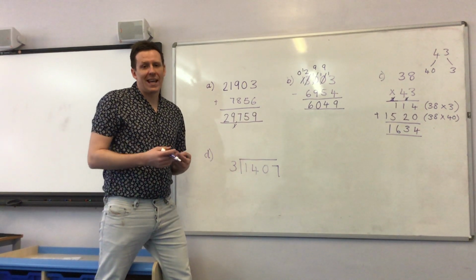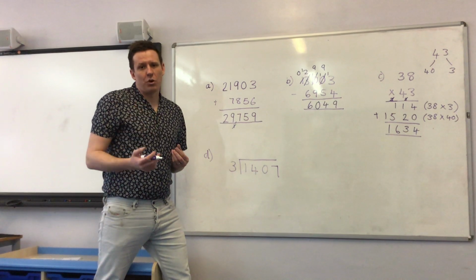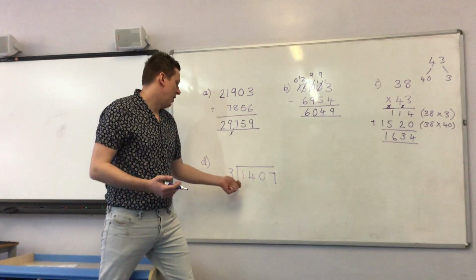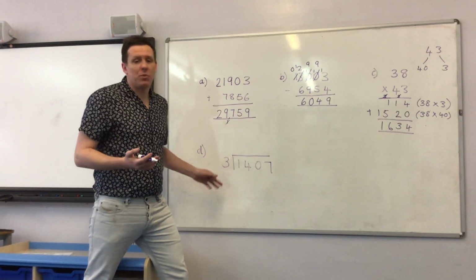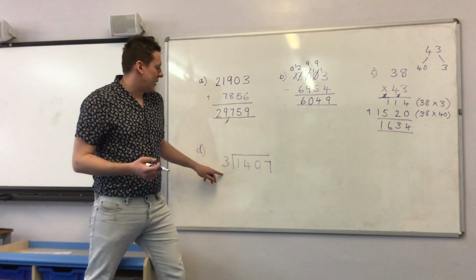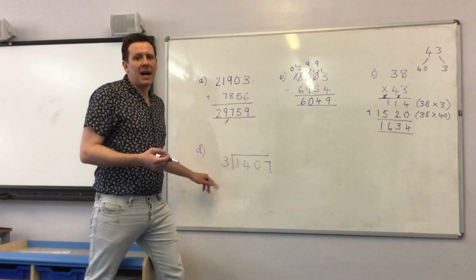Finally, moving on to division, you might be asked if a group share a certain amount, or you might be asked how much they get each. And if you see this type of language, then you know that it's a division question. So for example, £1,407 is shared between 3 people. That means I will have to divide the number 1,407 by 3.